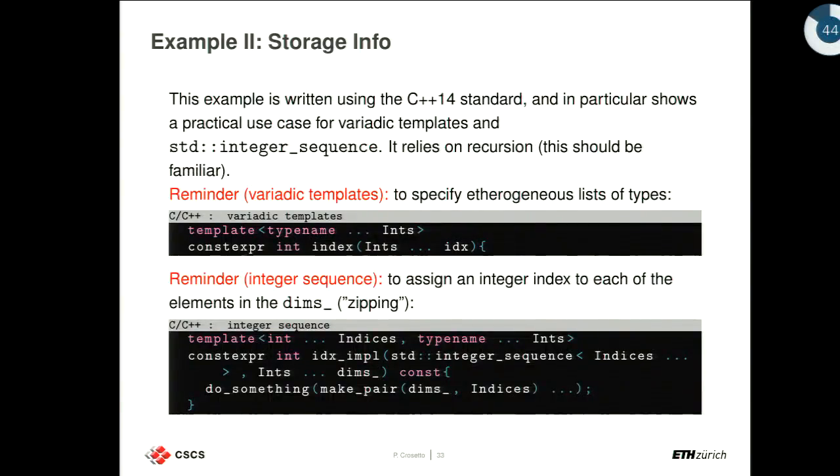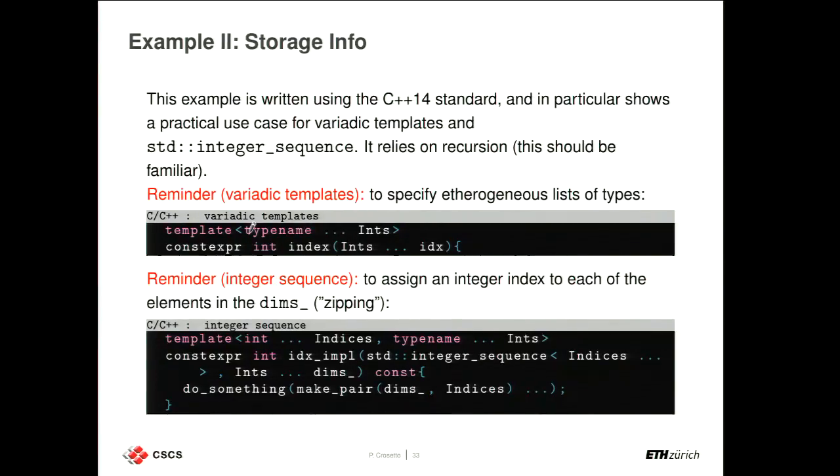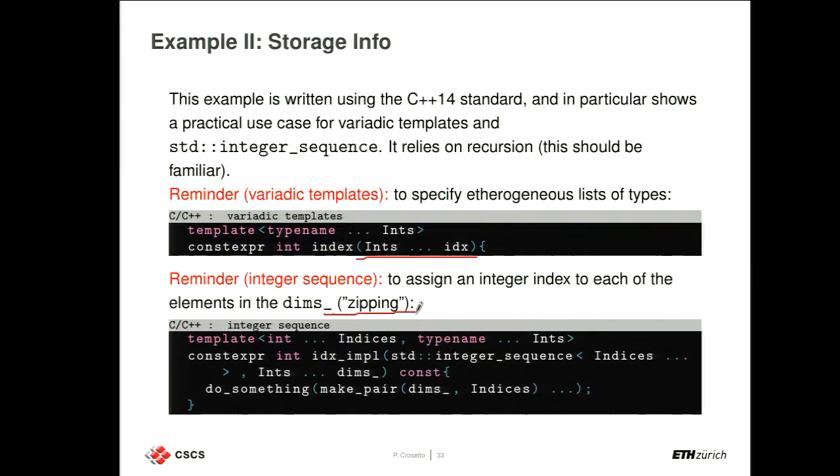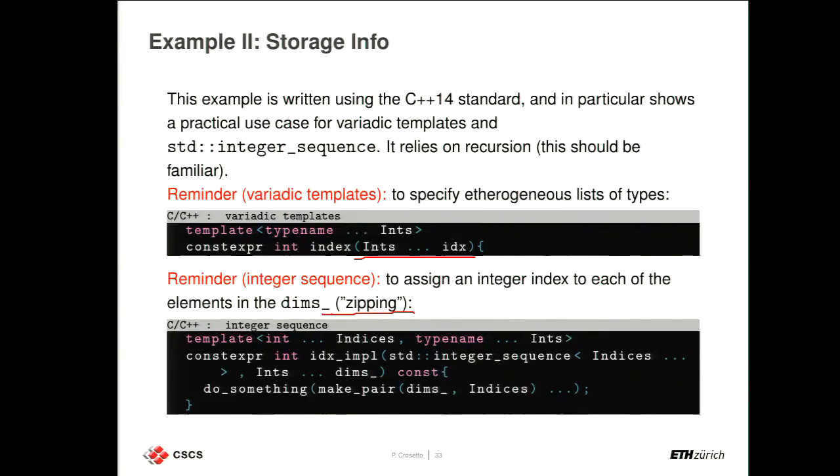So this is a reminder of the integer sequence. I hope it was clear in the previous slides. So we have the variadic templates, and we know how to pass that to the index. The variadic template is just to pass an arbitrary number of variables in your API, and the integer sequence is to do such things like zipping. So we want to assign an index to each element of our pack.